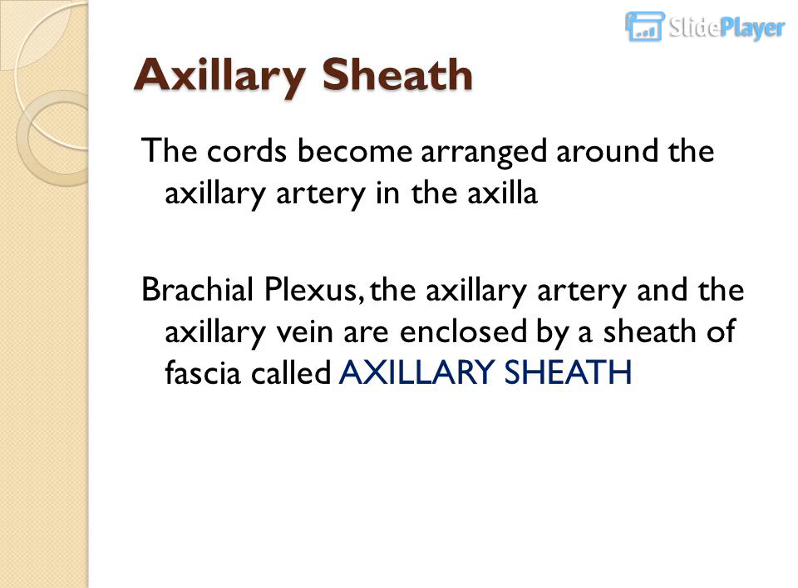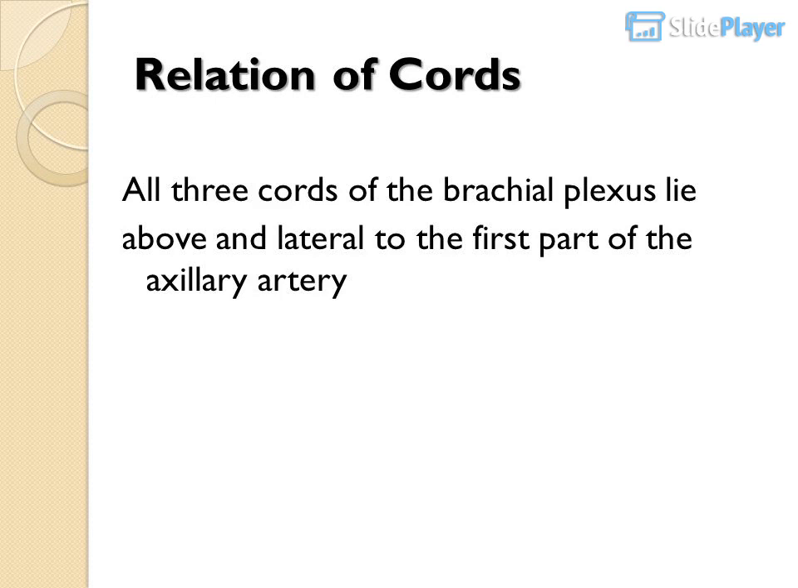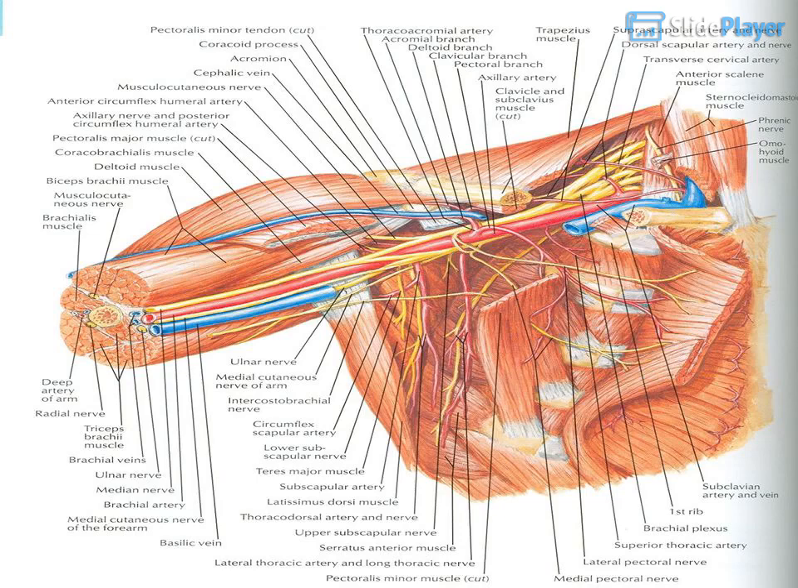Axillary sheath. The cords become arranged around the axillary artery in the axilla. The axillary artery and the axillary vein are enclosed by a sheath of fascia called axillary sheath. Relation of cords. All 3 cords of the brachial plexus lie above and lateral to the first part of the axillary artery.